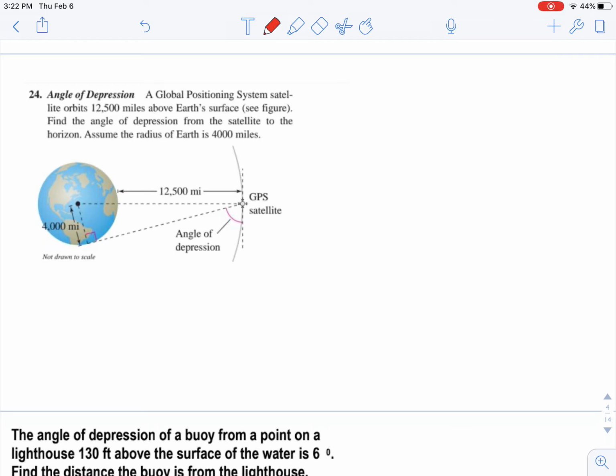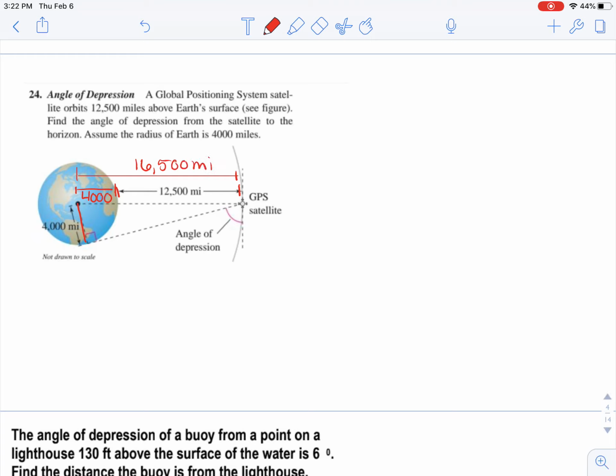So if I look at this picture, I know that the radius, so this side of the triangle, is 4,000 miles. And then I know from the Earth to the satellite is 12,500 miles. So we're going to need another part of the triangle. So hopefully you're thinking, let's figure out what this part would be. Well, that essentially is another radius. So that would be 4,000 miles. So the whole hypotenuse of this right triangle would be those combined, so that's 16,500 miles.